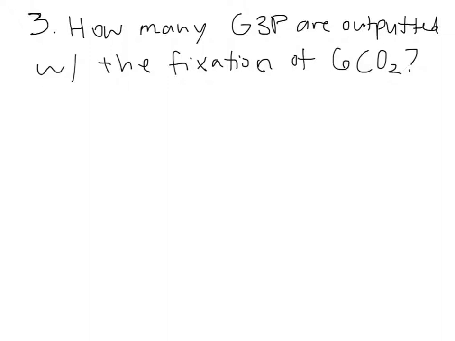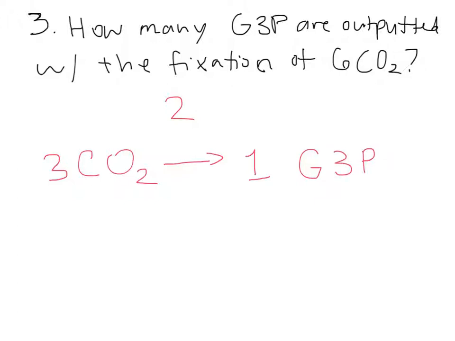If you said the answer was 2, then you're absolutely correct. As you might remember from the concept video, 3 CO2 produce 6 glyceraldehyde 3-phosphate, but only 1 is outputted because the other 5 are reformed back into 3 ribulose bisphosphate. So that means if you had 6 CO2, you would have an output of 2 G3P.